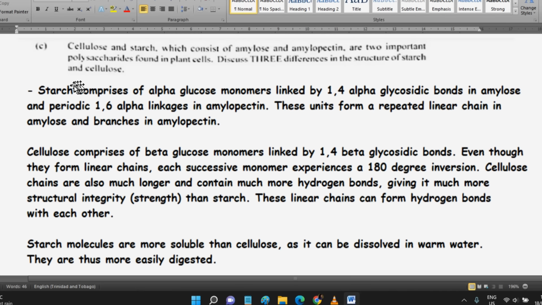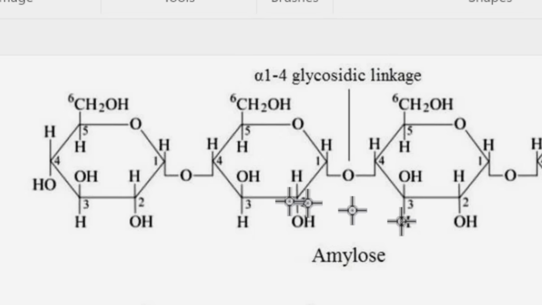So let me read here. Starch comprises alpha glucose monomers linked by 1,4-alpha glycosidic bonds in amylose and periodic 1,6-alpha linkages in amylopectin. These units form a repeated linear chain in amylose and branches in amylopectin. We look and see here, well, what is what? Here we could see this one here. This is amylose.